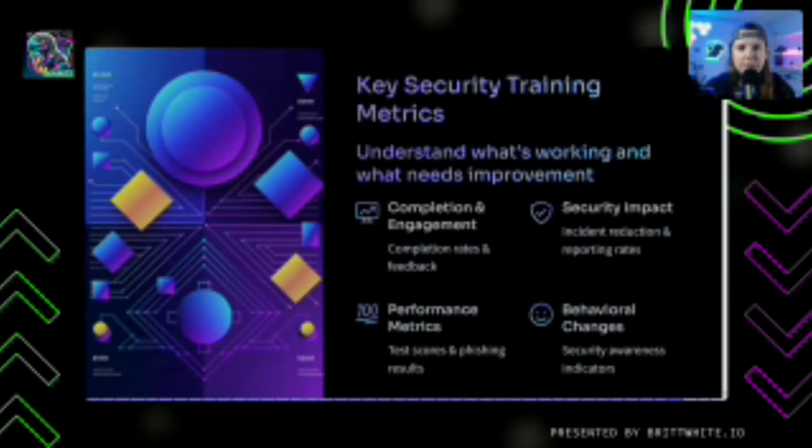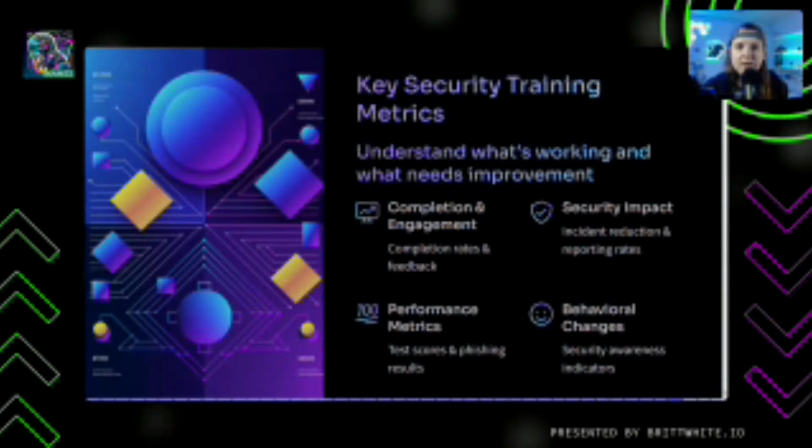Let's look at the key metrics we can use to measure the effectiveness of our security training program. These metrics help us understand what's working and what needs improvement. First, we have completion and engagement metrics. Program completion rates tell us if our training is accessible and engaging. We want to see high completion numbers. Feedback participation shows us if people feel invested enough to share their thoughts and suggestions.